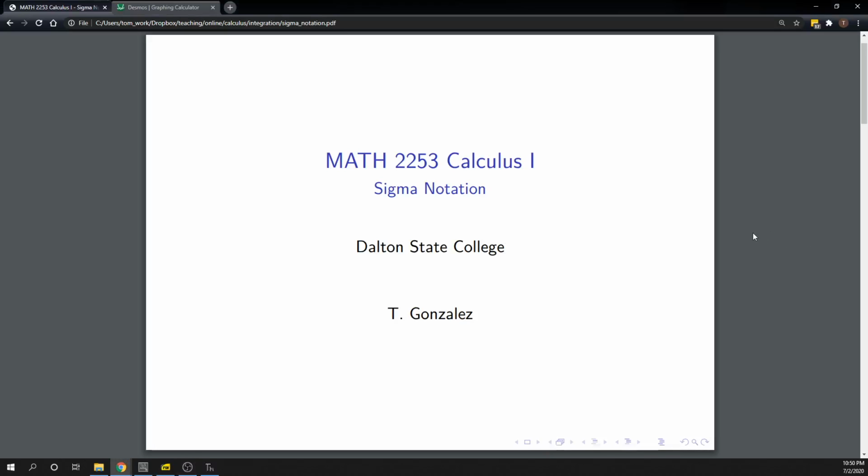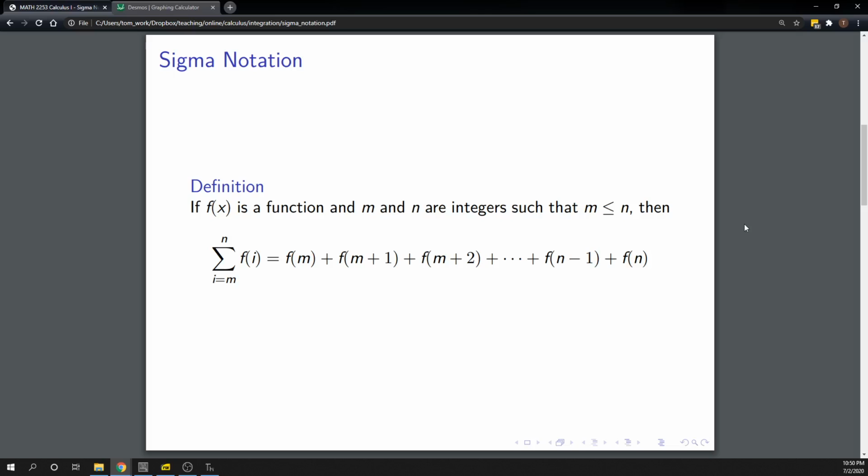In this video, we are going to talk a little bit about sigma notation and what it is. Basically, sigma notation is a short way of writing a sum, that is, the addition of a bunch of things in a compact way. So over here, you'll see what sigma notation looks like.